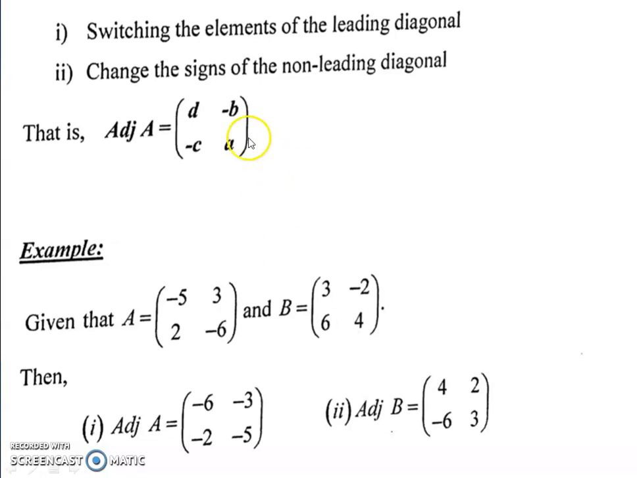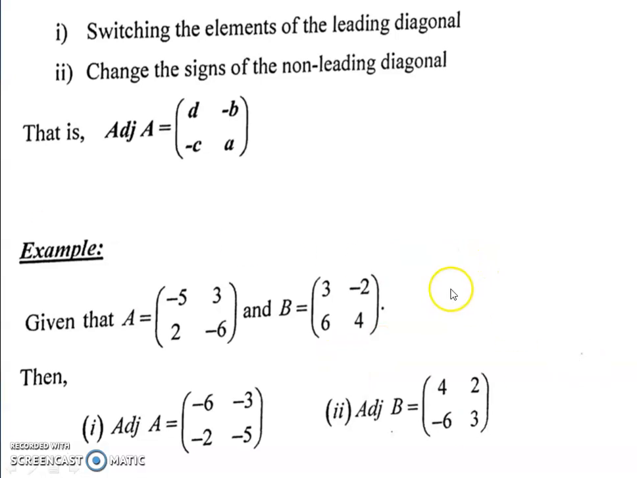Same procedure: D, minus B, minus C, A. That means if A, B, C, D is there, we change to D, minus B, minus C, A. So instead of 3 we write 4, instead of 4 we write 3. I write here 4 and 3. Now minus 2 is already there, so minus minus becomes plus. That's why it is 2. And the positive number will be 6.